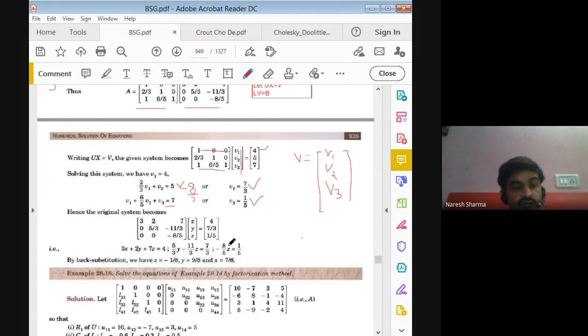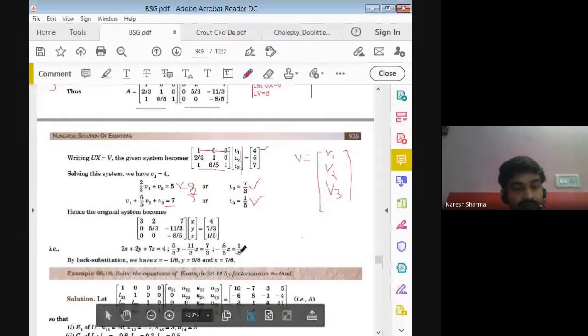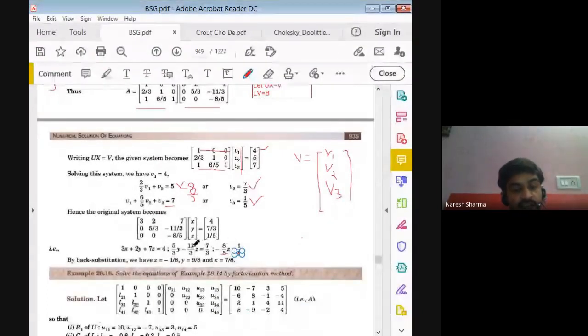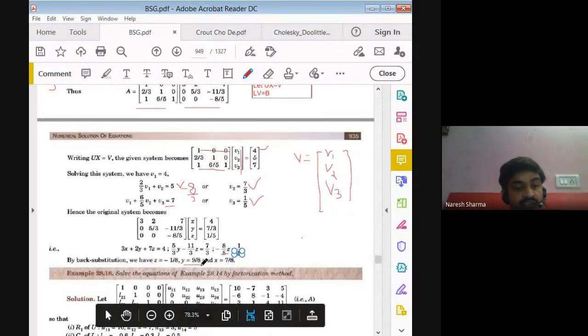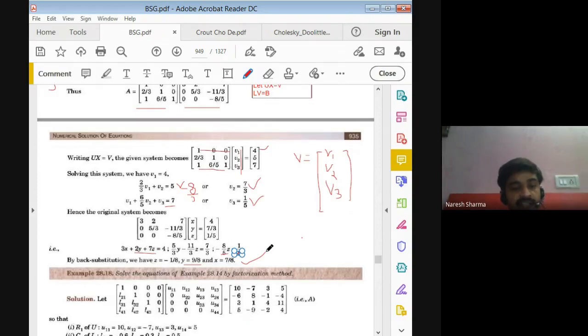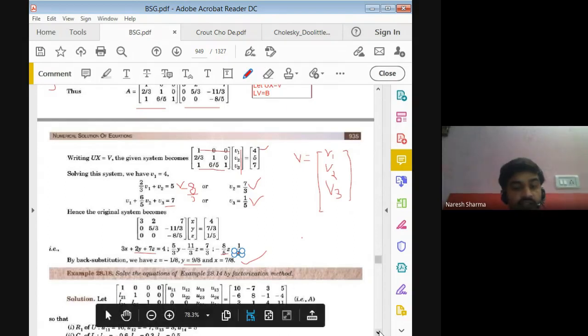So from the last equation you get the value of Z, which is minus 1 by 8, because 5 and 5 get cancelled. Now put this value in your previous equation, that is your back substitution. After substituting you get the value of Y, and put this value of Y and Z here, you get the value of X by using your back substitution. So this method is called Doolittle method or factorization method. Okay, you can try a few more examples on this.